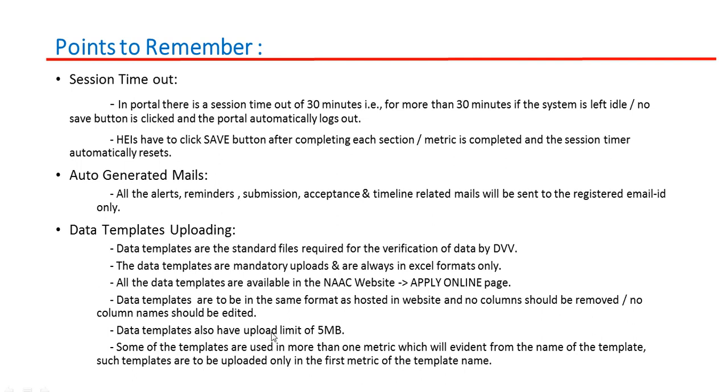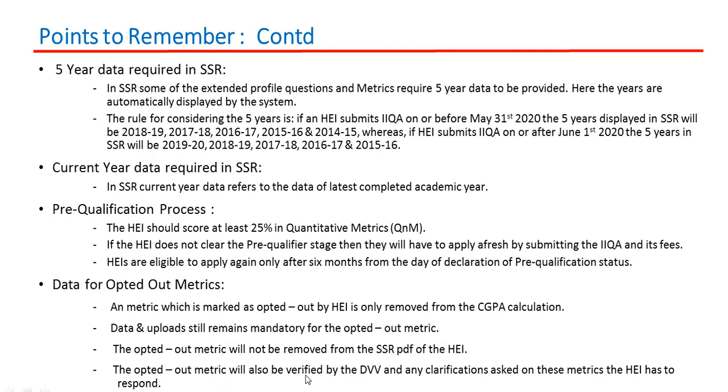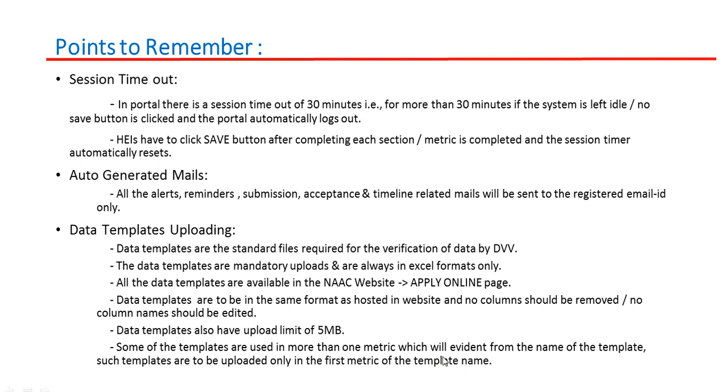Data templates also have an upload limit of 5 MB. Some of the templates are used in more than one metric, which will be evident from the name of the template. Such templates are to be uploaded only in the first metric of the template name. For example, you have some of the metrics data templates with two names in the sheet name, if you have downloaded from the Apply Online page of the NAAC website. In such cases, you have to upload the template only in the first metric. And what about the upload limit of 5 MB? That we are going to see further ahead.